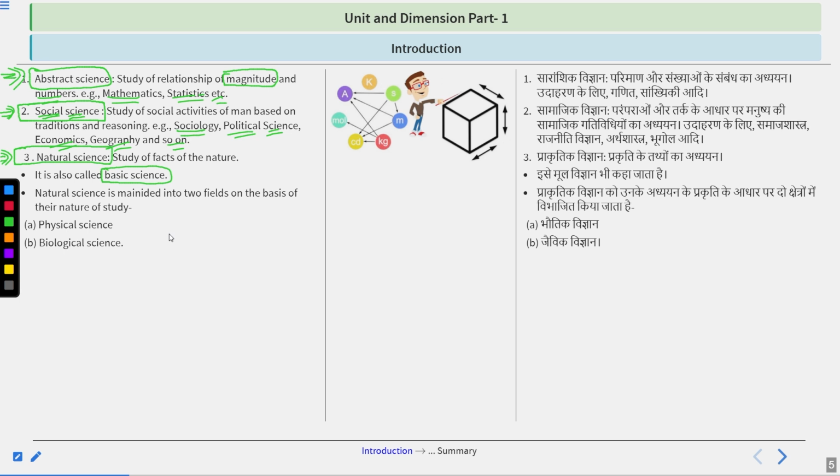Natural science is divided into two fields on the basis of their nature of study. Physical science does not contain any kind of living things, but it is the science of non-living things. The last one is biological science. Biological science is the science that is connected with living things.